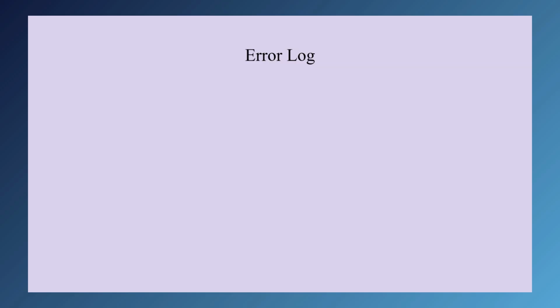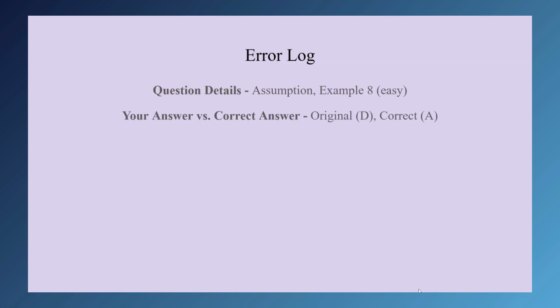I'm going to go ahead and plug that mistake into my log. So question details, it's an assumption question. Example 8, it was easy. I chose D originally. The correct answer was A. The error type was a conceptual misunderstanding. So I didn't just read too fast. It was something that I wasn't paying attention to.